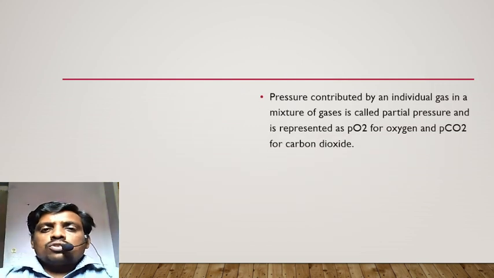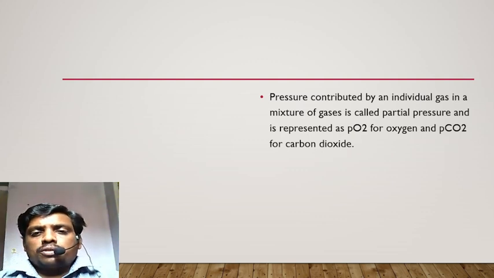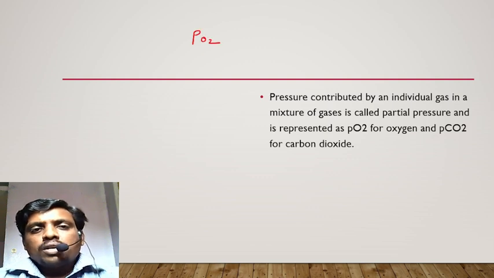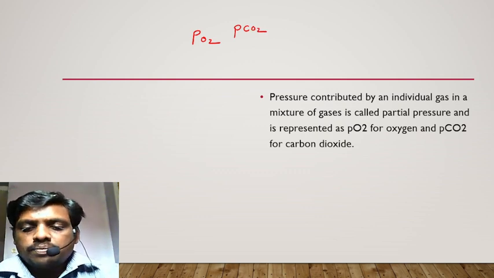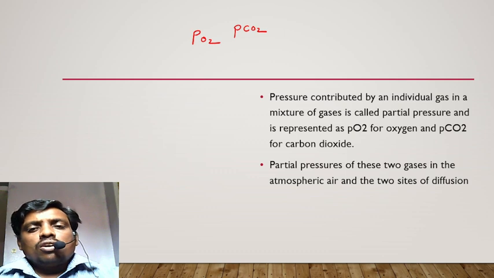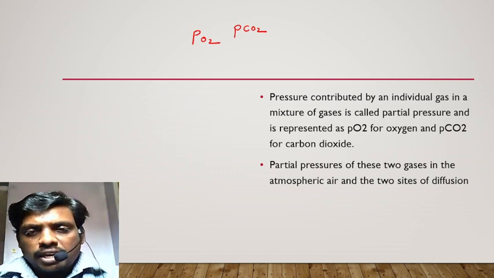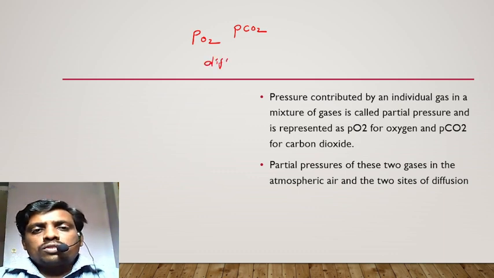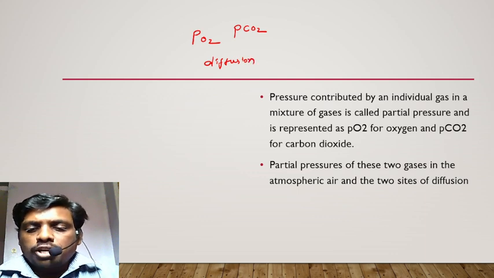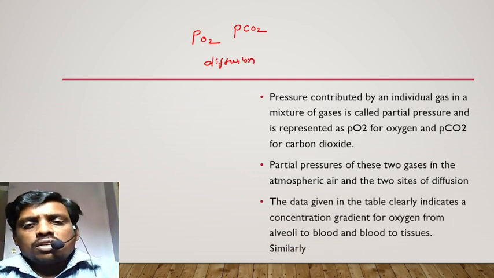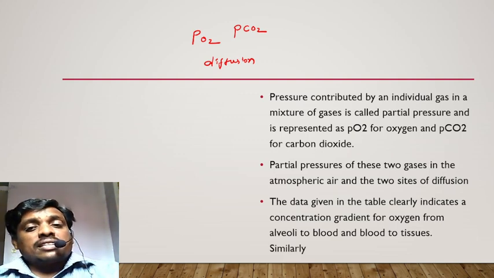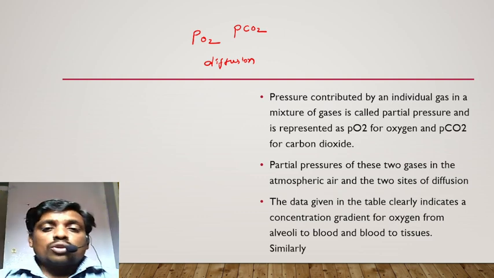Continuation. So I already defined what partial pressure is. The partial pressure of oxygen is represented by PO2 like this. The partial pressure of carbon dioxide is represented by PCO2. In case of partial pressure for the two gases in the atmospheric air, the two sides of diffusion. Now here we have a table; I have already shown you how these partial pressures and their gradients are variable from oxygen to carbon dioxide.